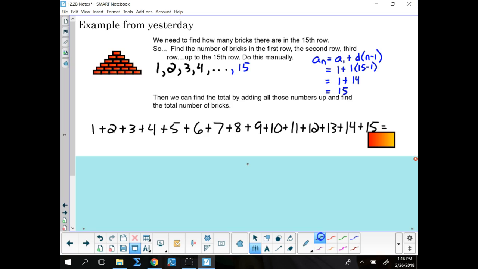So there's 120 bricks. We got to go to Menards. We got to get 120 bricks. Okay? Cool. 120 bricks. Yeah, buddy. Okay? Was that the easiest way to do it?